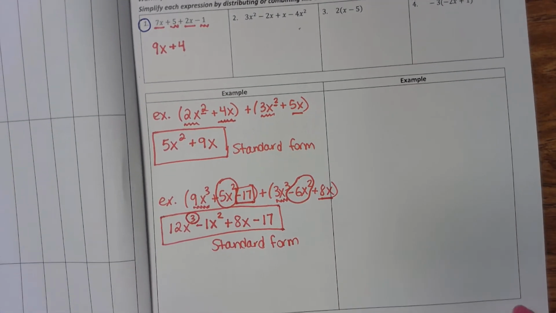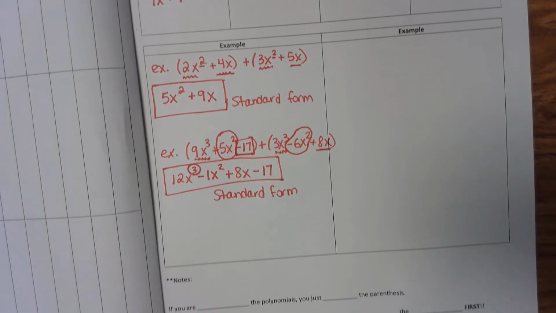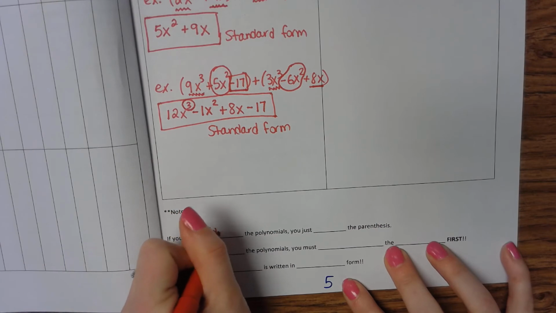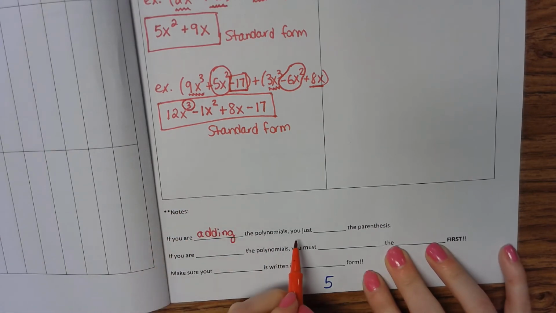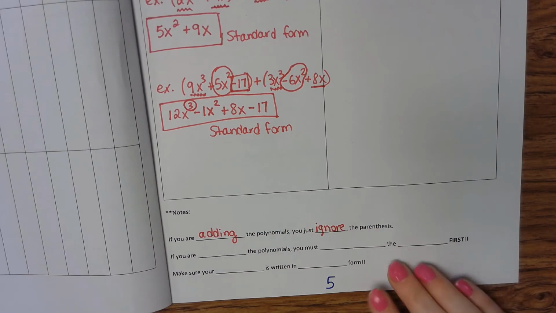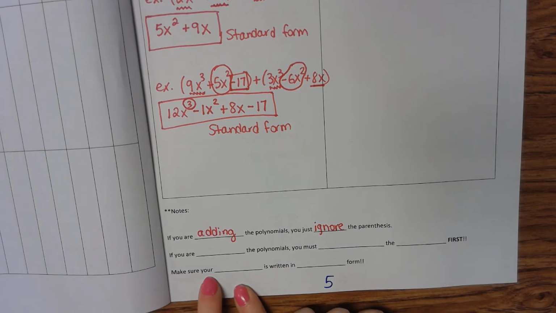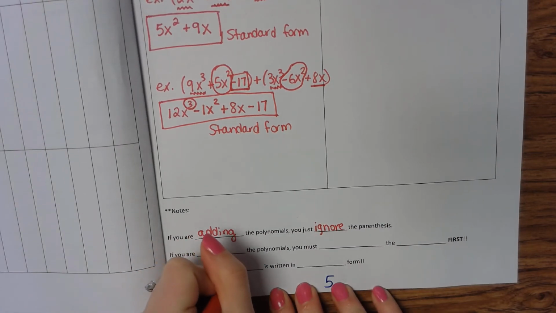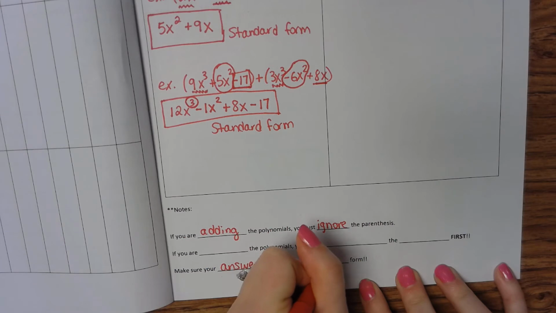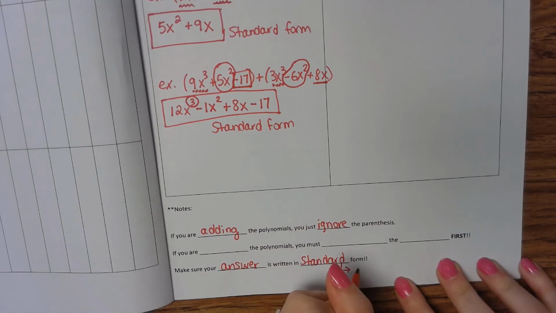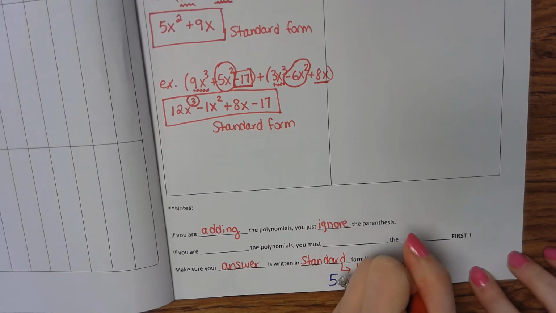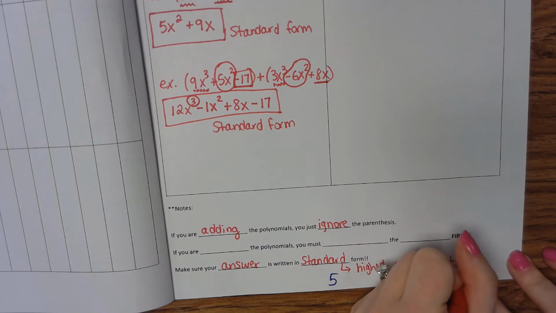All right, now if we look below, just some quick notes to remember. If you are adding the polynomials, which we are, you just ignore the parentheses. Pretend like they're not there. All right? Make sure your answer is written in standard form. Now remember, standard form means highest exponent to lowest exponent.